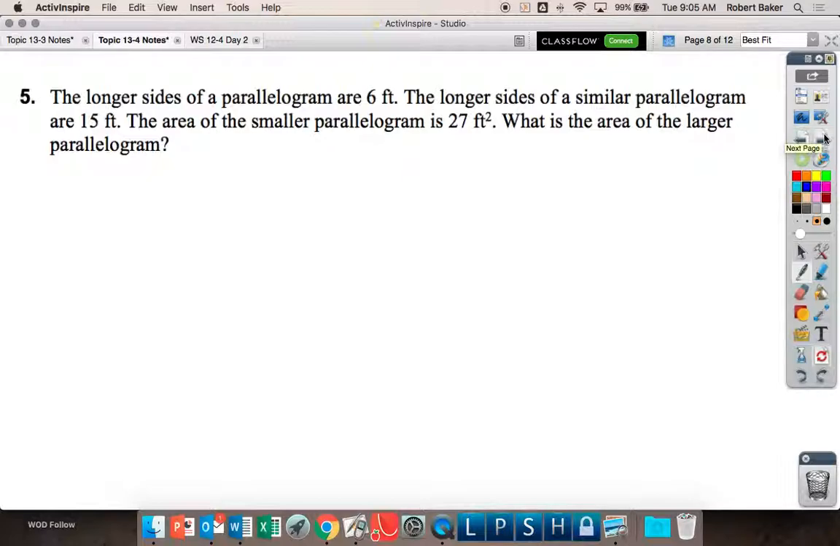This is like the most stereotypical math question out there. The longer side of a parallelogram is 6 feet. The longer sides of a similar parallelogram are 15 feet. The area of the small parallelogram is 27. What's the area of the large parallelogram? Holy math sentences. Okay, you have to pick big over small or small over big. Big over small.